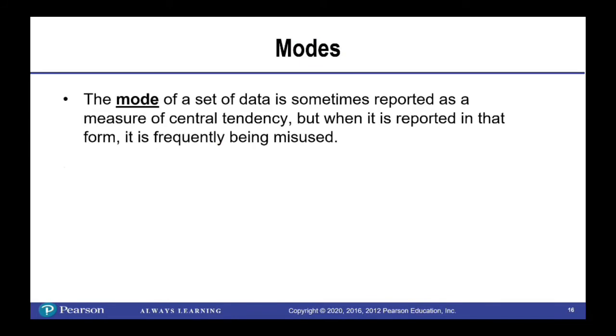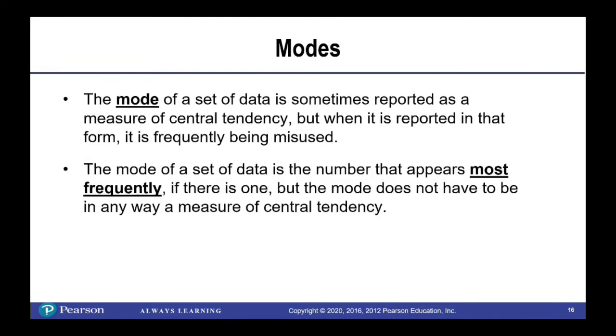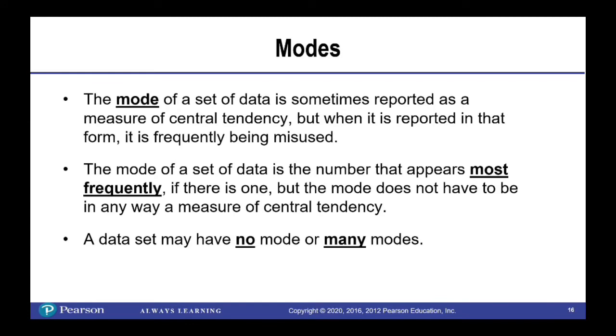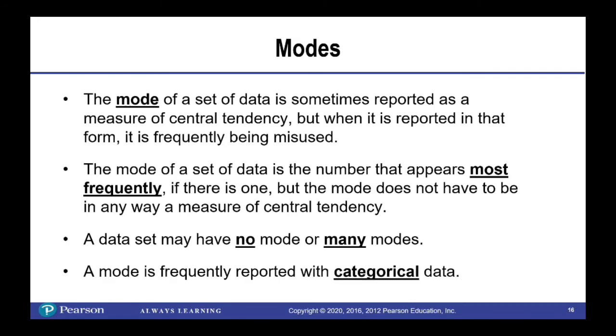Now our mode is another measure of central tendency that's used. Our mode is our most frequent value. It is possible for a data set to have no modes, and it's also possible for a data set to have many modes. And the mode is frequently used with our categorical data.